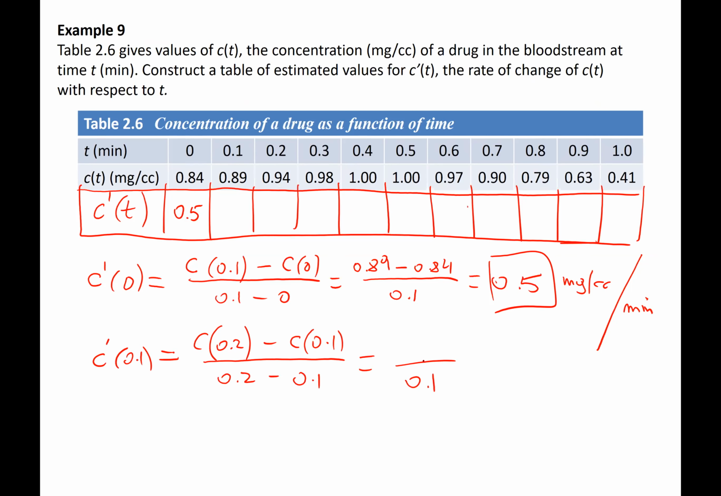This is again 0.1 because we have the same time intervals. And at 0.2, the corresponding value is 0.94 minus 0.89. And this one is 0.05 divided by 0.1. Okay, and it's the same units, milligrams, the concentration per minute.